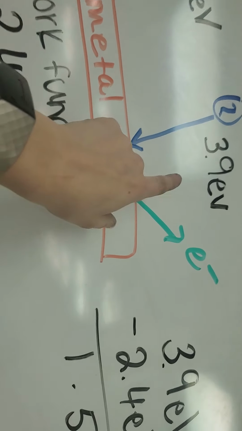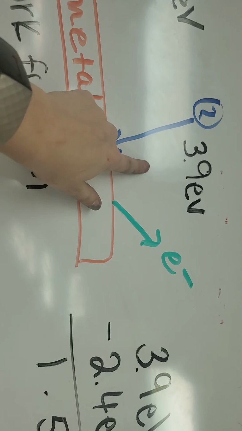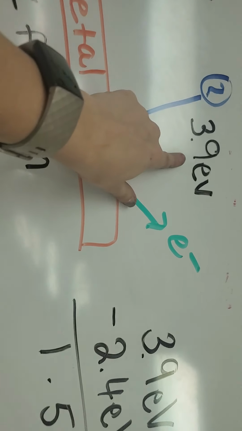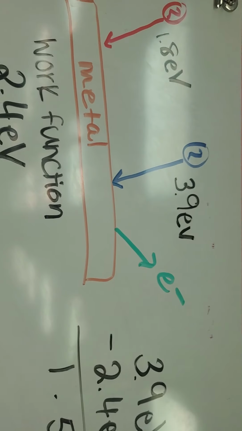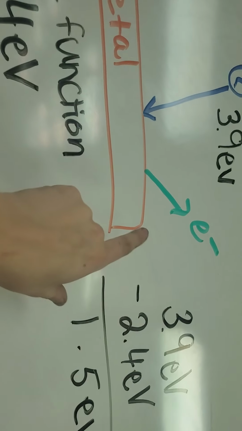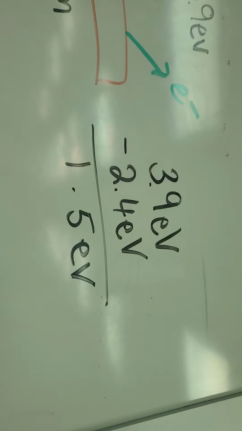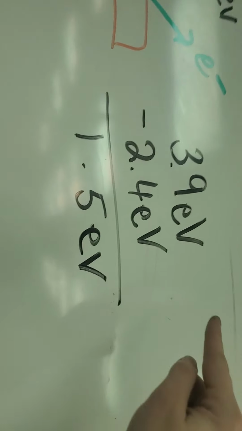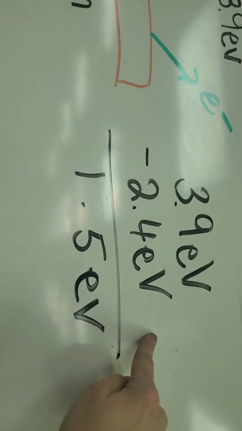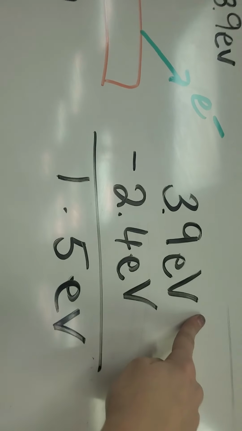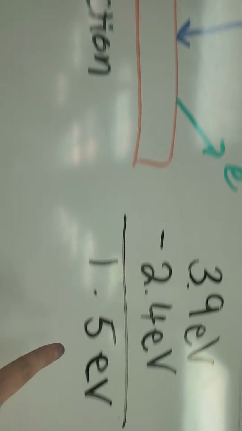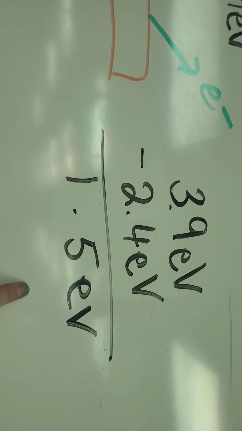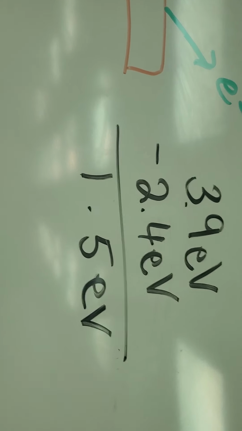But if we're looking at our high frequency, our high energy light, you notice that this number is bigger than the work function for the metal. So it will eject electrons. And we can figure out the energy of those electrons just by doing a simple subtraction. We take the energy of the high energy light and subtract the work function of the metal. That will tell us how much energy those electrons coming off have.